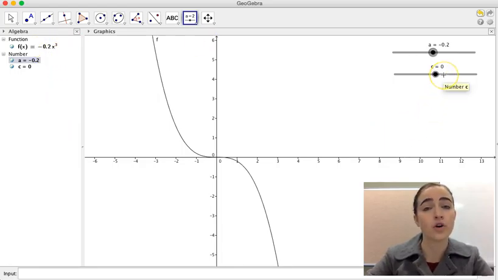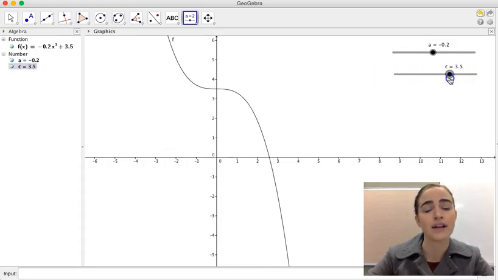Now I want to have a look at the constant term on the end. This is very similar. The coefficient and the constant do a very similar thing to what they do when we're looking at parabolas. So the coefficient determines how steep our graph is and whether it's positive or negative. Our constant term on the end shifts our graph up and down.